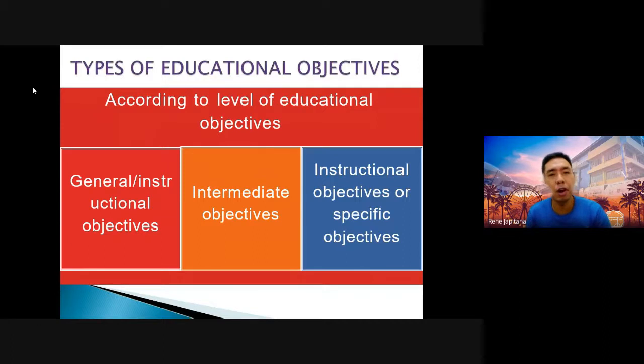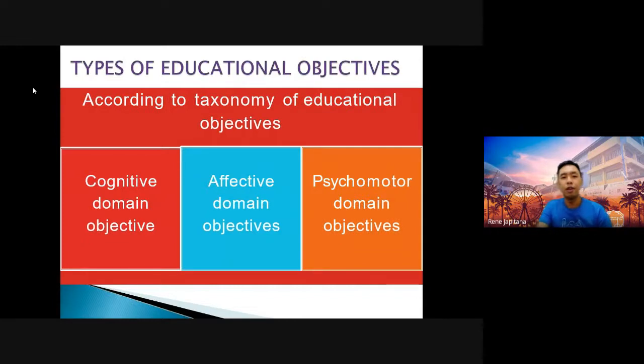Types of educational objectives according to the level of objectives: general instructional objectives, intermediate objectives, and instructional or specific objectives. When I say general objectives, this is more complex. General, intermediate, in between, and instructional objectives are the specific objectives. These are the taxonomy of educational objectives, your guides when you create the lesson objectives in your lesson plan.